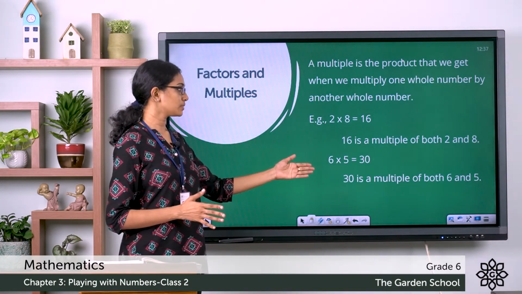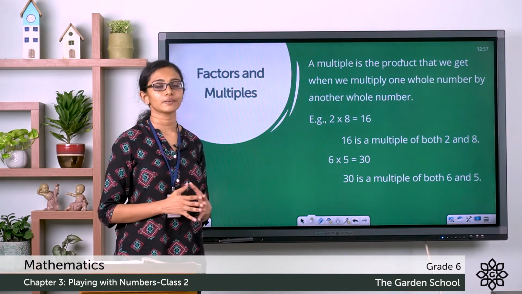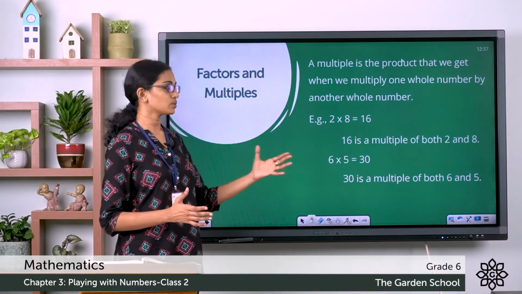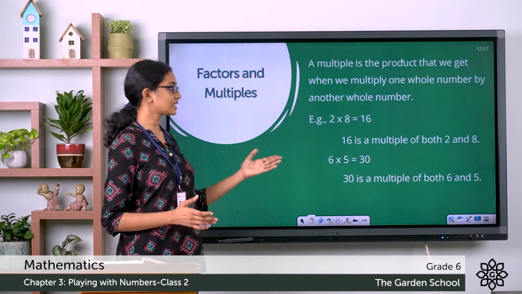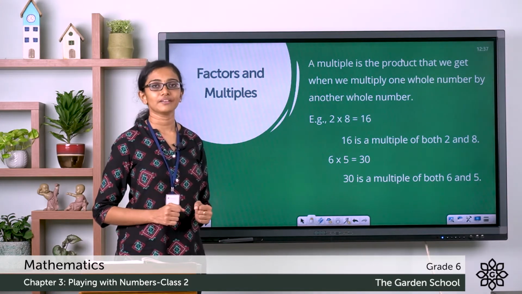Now in this example, 6 into 5 equals 30. It is the same as 5 into 6. Both give the same product 30. So you can say 30 is a multiple of both 6 and 5.